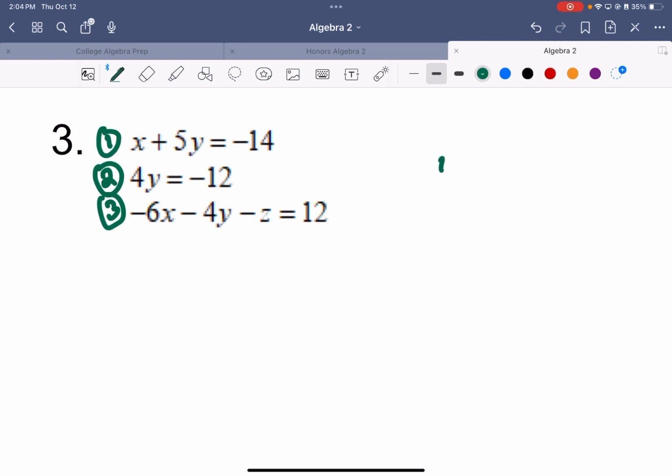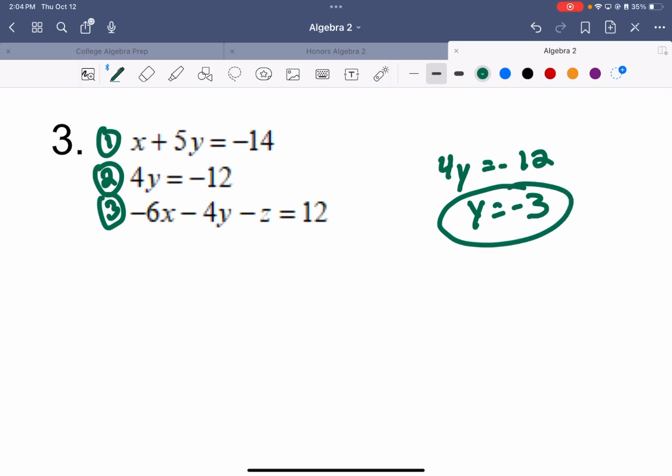So 4y equals negative 12. 4 times what is negative 12? Negative 3. Divide both sides by 4. So I know my y value is negative 3. Now if I look at the equations, I know my y value is negative 3. Which one should I deal with? Should I deal with equation 1 or equation 3? Equation 1. Because I know what my y value is. So if I look at equation 1, anywhere I see a y, I can put a negative 3 in there.